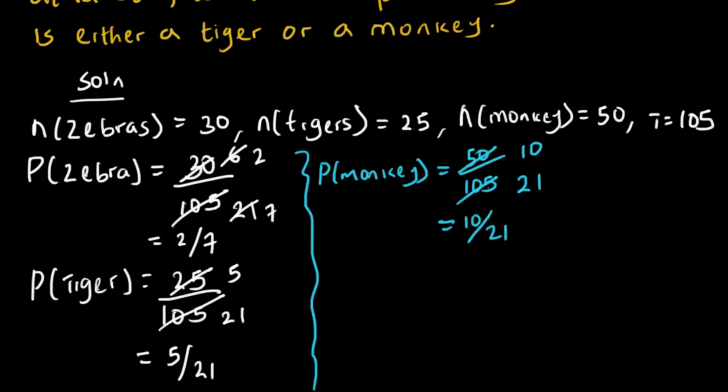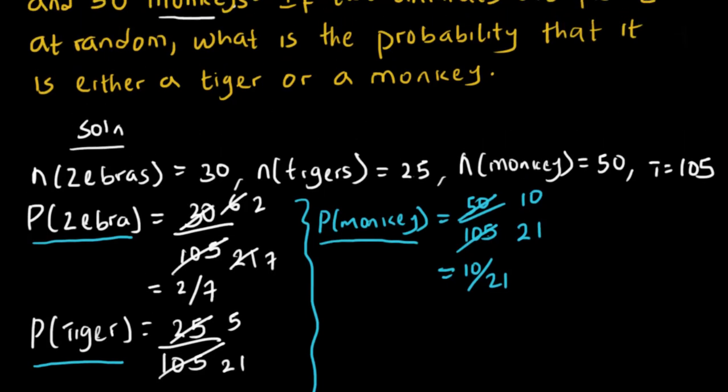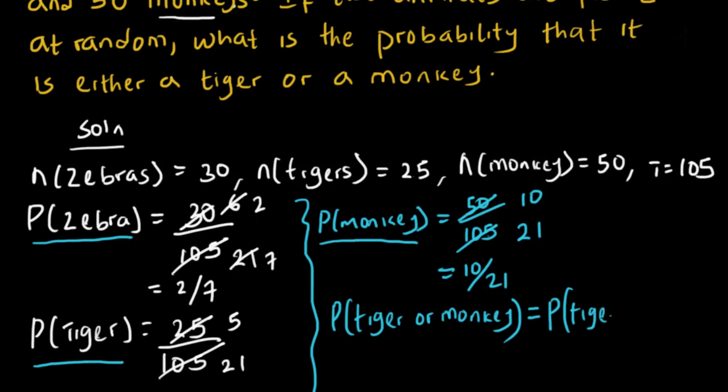Do you understand? Now we have the probability for zebra, probability for tiger, and probability of monkey. Now we can solve the question. If two animals are picked at random, what's the probability that it's either a tiger or a monkey? So we have probability of tiger or monkey. Now to get this, it will be equals to probability of tiger, or symbolizes what? Plus probability of monkey.